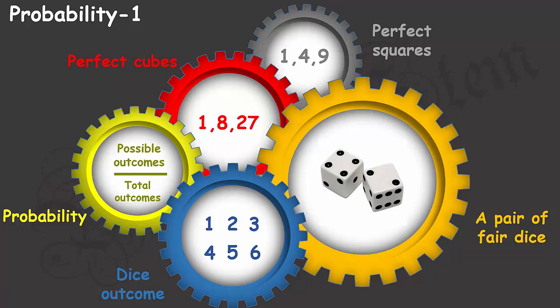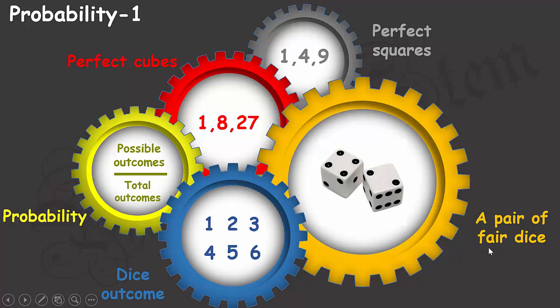A fair dice has 6 faces, with each of the faces having dots representing numbers, right? So if I have 1 dot, it stands for 1, 2 dots for 2, 3 dots for 3, 4 dots for 4, 5 dots for 5, and then 6 dots for 6. So the minimum dot you can have on a face is 1, and the maximum you can have is 6.